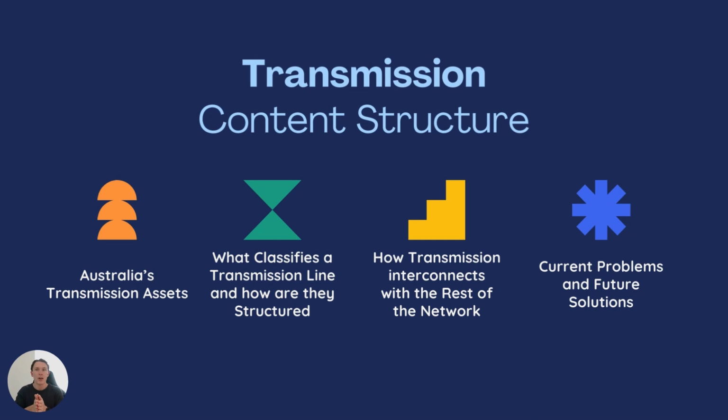But in today's video, we're going to cover four key areas. The first is Australia's transmission assets, so what enables us to actually transmit power in the Australian power sector. The second is what actually classifies a transmission line and what sort of structure they're built with. The third is how transmission interconnects with the rest of the network, like the diagram I was showing before, as it sits in the second place. How does it connect to the first and the third parts of the network? And the fourth is a future outlook, looking at the current problems and some potential future solutions. So let's get right into it.